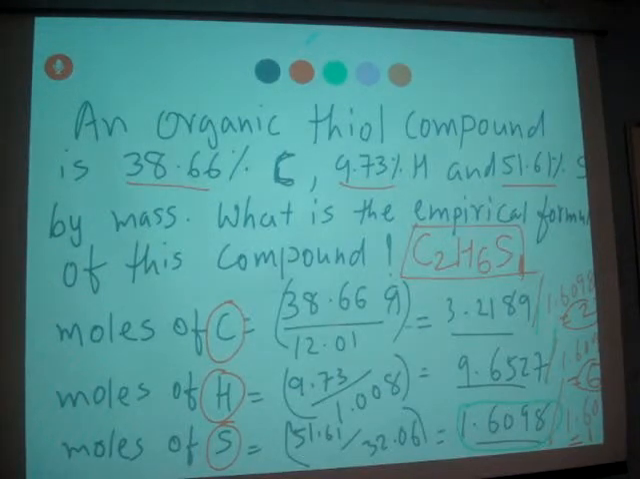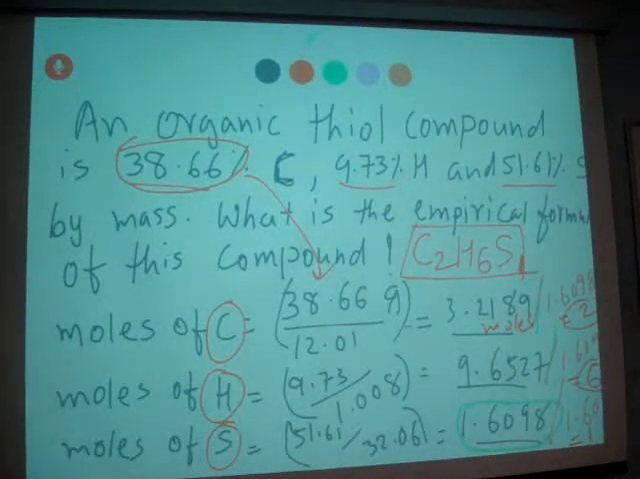So in this one, what we did, we convert these all percentages into grams and then divide by its atomic mass to find out number of the moles. These are the moles of each element. And then the least moles we divide to find out their simplest mole ratio. So carbon is 2, hydrogen is 6, and sulfur is 1. So that's the thiol formula, and that's how we can calculate it.